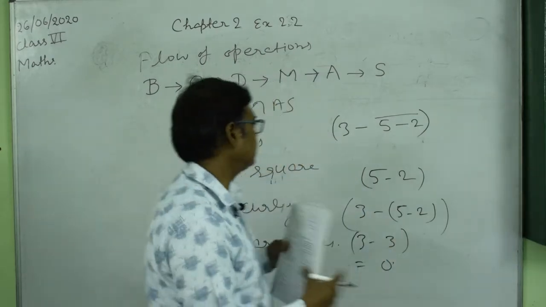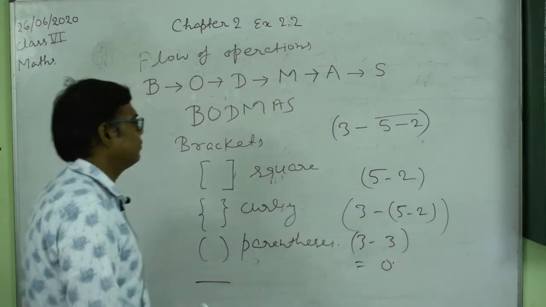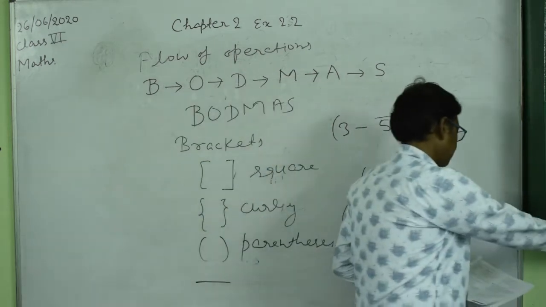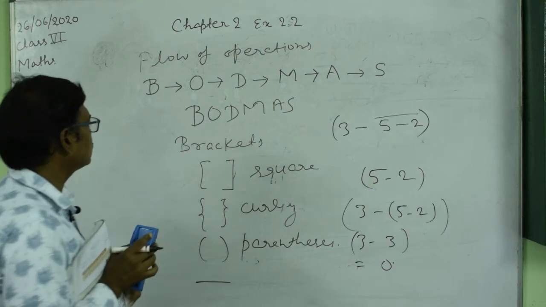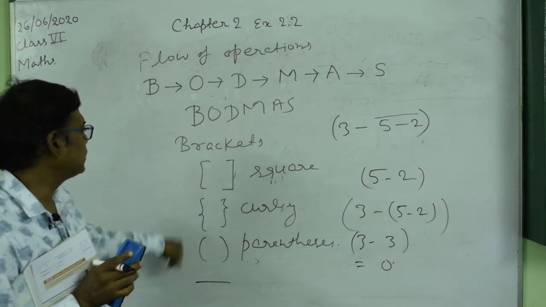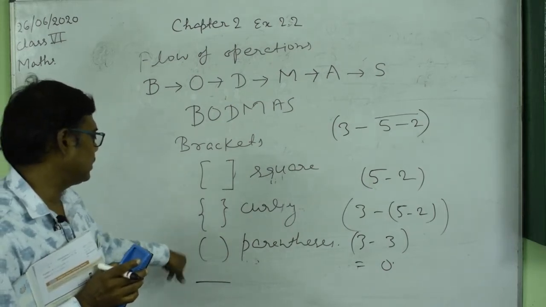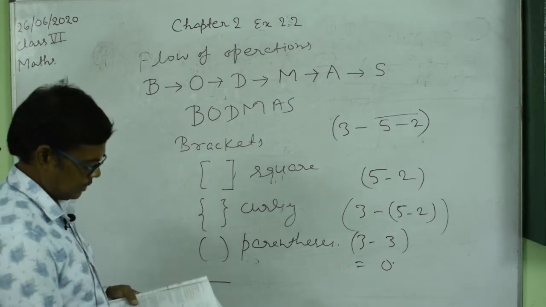Let us first take up some examples, then you will understand better. So remember this: the BODMAS rule, then the types of brackets like square, curly, parenthesis, and then this bar.